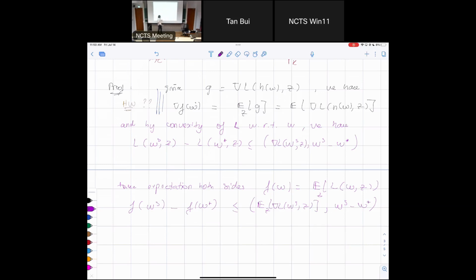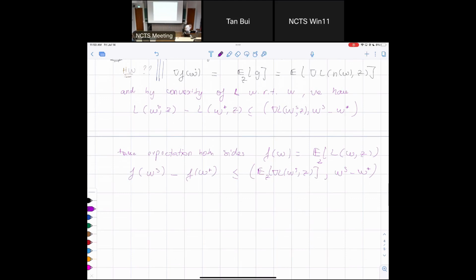So the expectation is only with respect to Z, right? You can put the expectation inside of the inner product or the sum here because of linearity of the integral. We're not going to go through that detail because hopefully it is obvious. Then we can continue.